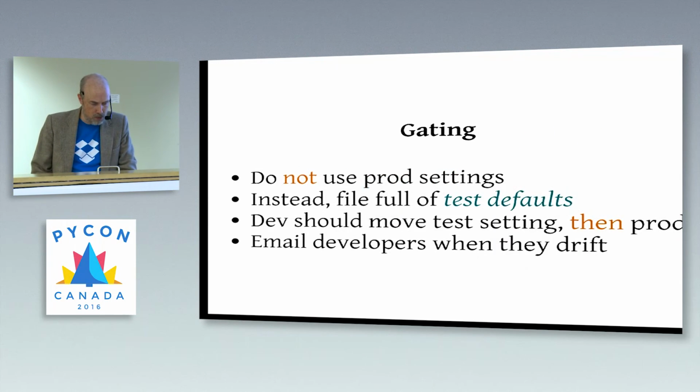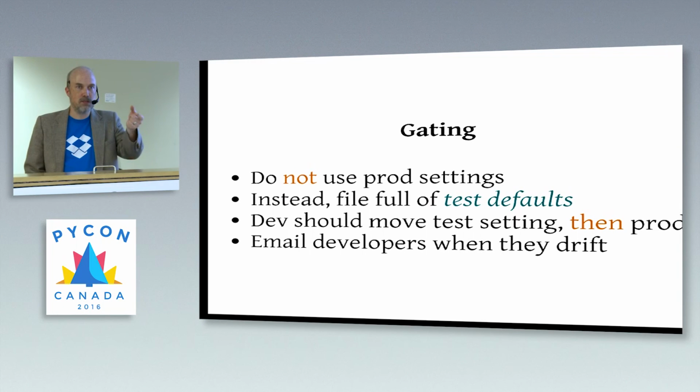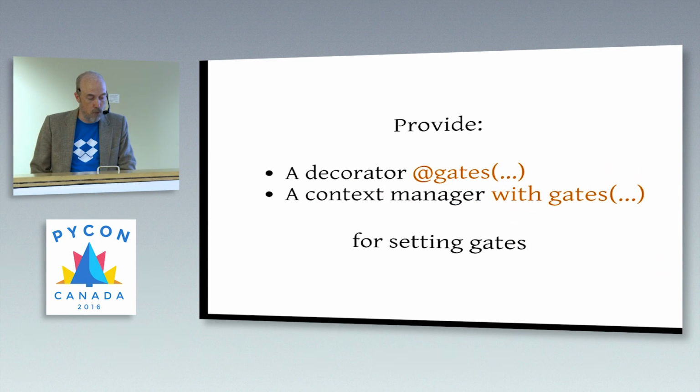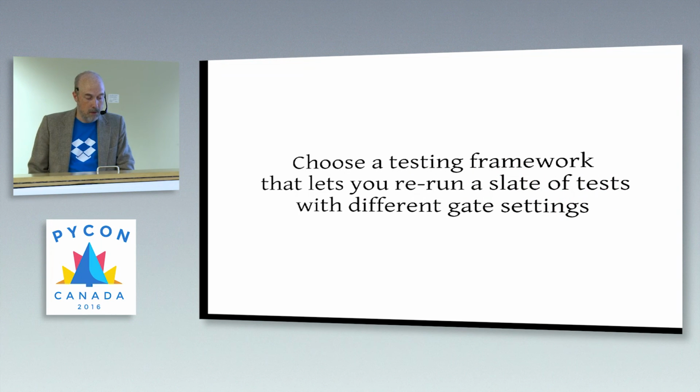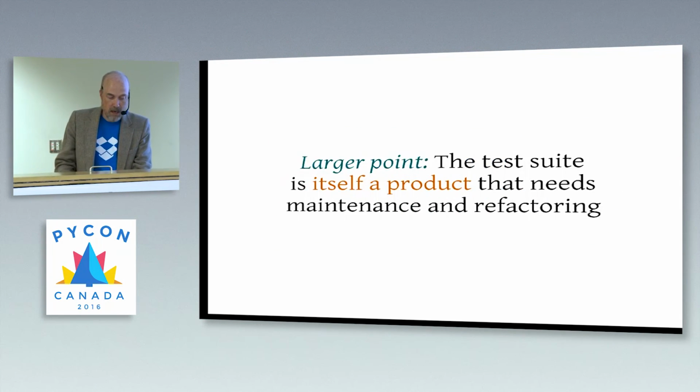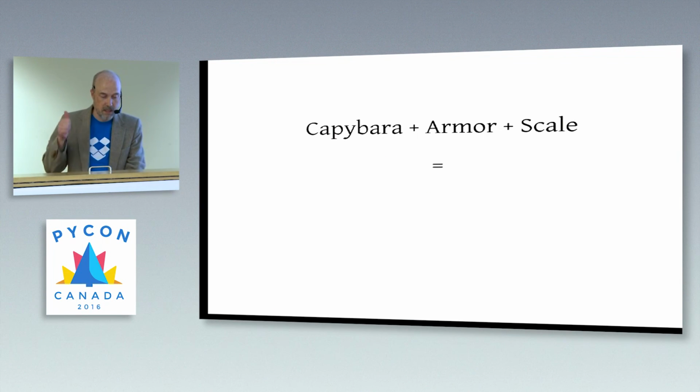Maybe I'll put up a blog post about this. Gating, experiments that get turned on and off. I also have some advice in here for how you should test multiple code paths that you might have in your test suite at once.